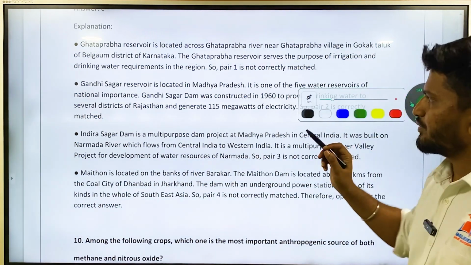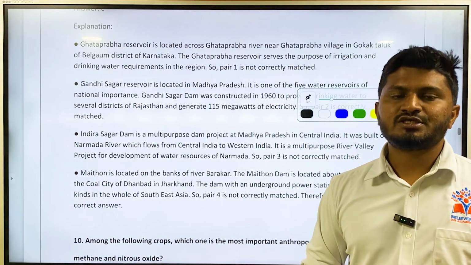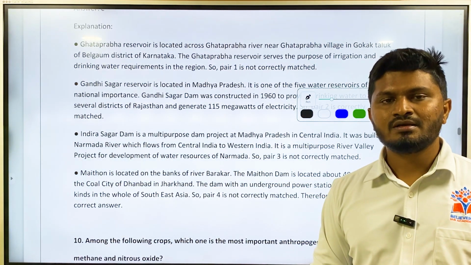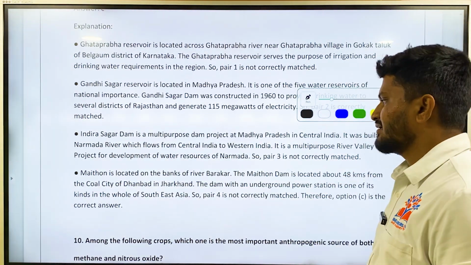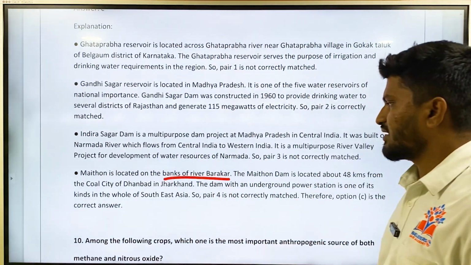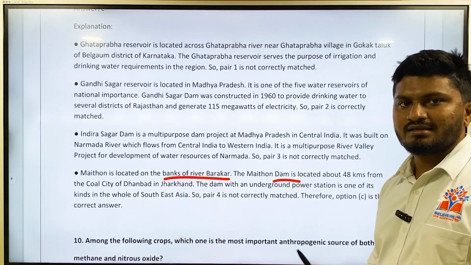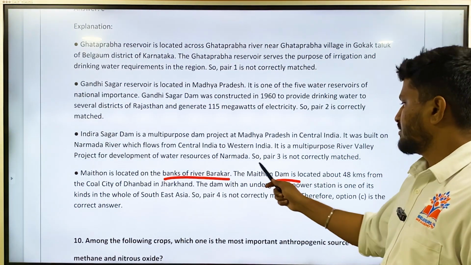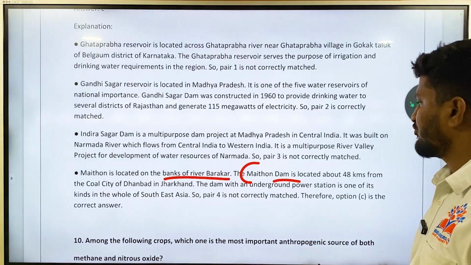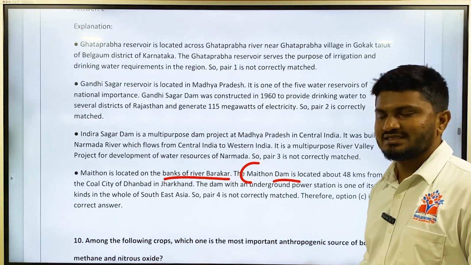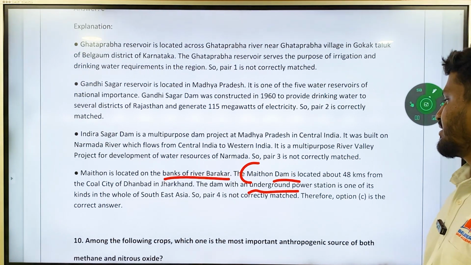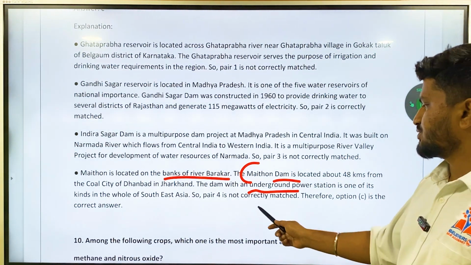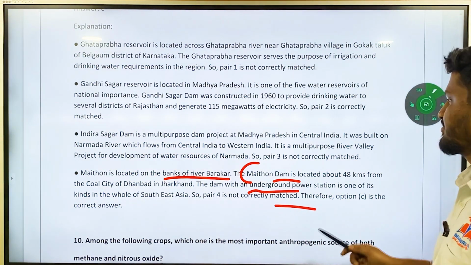Okay, so whenever you read about any dams, the dam, its location in a particular city and its location on a particular river also becomes very important. Then Maithon is located on the banks of river Barakar. Maithon Dam is located about 48 kilometers from the coal city of Dhanbad in Jharkhand. The dam with an underground power station is one of its kind in the whole of Southeast Asia. So pair 4 is not correctly matched. Therefore, option C is the correct answer.